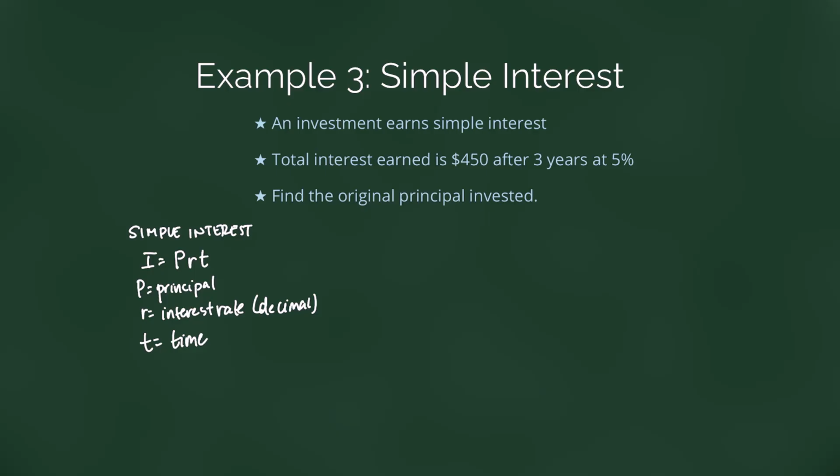So we have a total interest of $450 after 3 years at 5%. So we can see here that we're given the interest, we're given the time, and we're given the rate. And we're asked to find the original principal, so we're asked to find P. So if we use our formula, I equals PRT, P is our unknown, that's our variable.